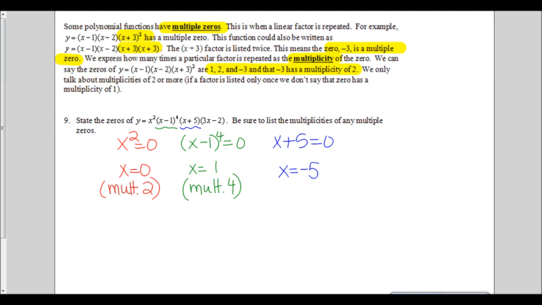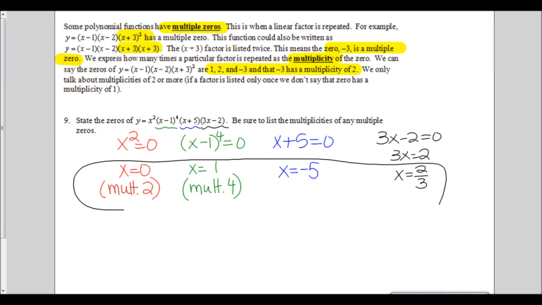My last factor was 3x minus 2. If I set that equal to 0, I add 2, I divide by 3 to get x equals 2/3, and again that one would have a multiplicity of 1, so I don't need to write it. These are the zeros with their multiplicities.